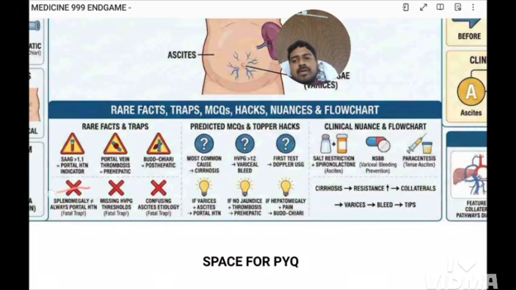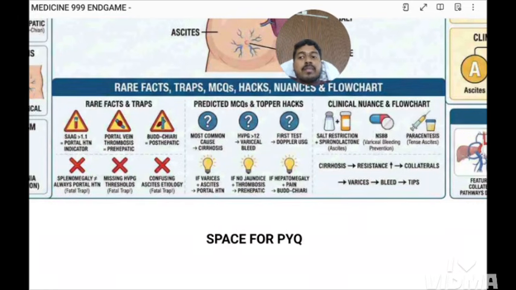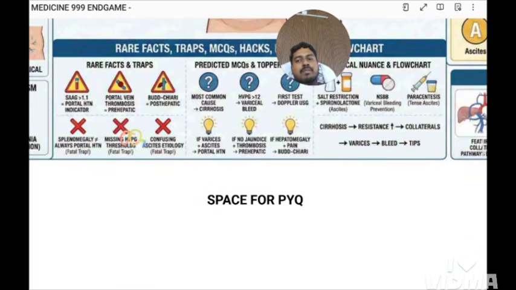Remember that splenomegaly is not always equal to portal hypertension. For portal hypertension, we should have ascites along with opening of portosystemic shunts, because splenomegaly can be seen in a wide variety of conditions. It can be seen in malignancies like CML, in autoimmune conditions, in malaria, and in infections like brucellosis and typhoid. So splenomegaly alone doesn't indicate anything. It is just a symptom, an incomplete diagnostic clue. Missing HVPG threshold means hepatic vein pressure gradient.